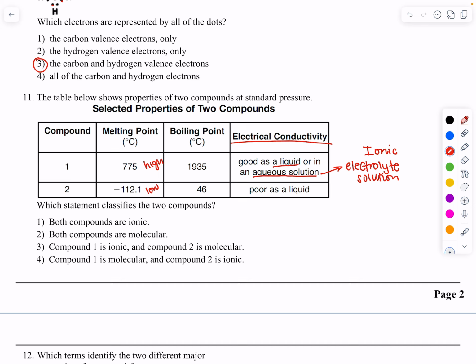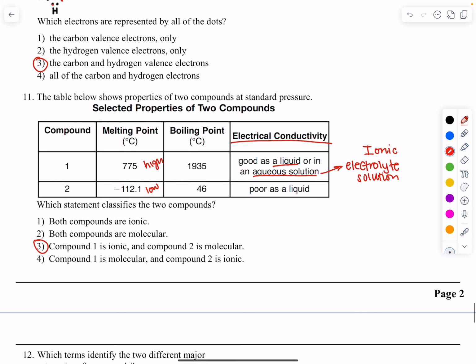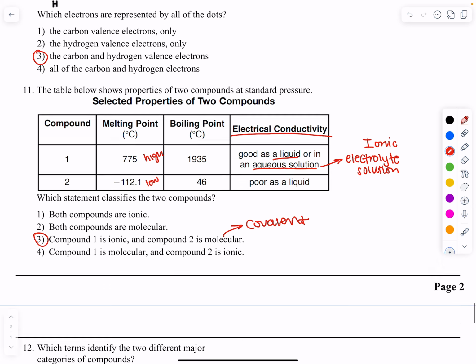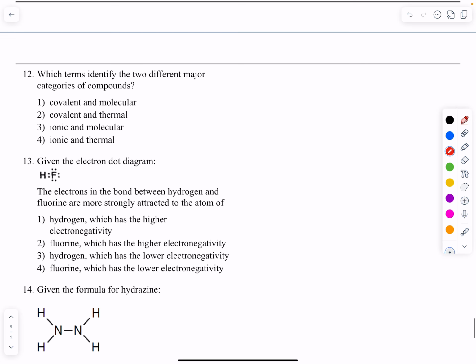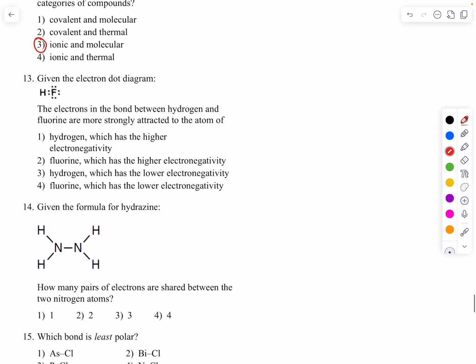Compound 2 is very different. It can't conduct electricity as a liquid or in solution, right? So remember when we put the sugar into the water, that didn't conduct electricity. So, oops, I switched it. It should be 3. Compound 1 is ionic and compound 2 is molecular. Same thing as covalent. Which terms identify the 2 major categories of compounds? This one is very straightforward. Ionic and molecular. Same thing as covalent. Remember that.